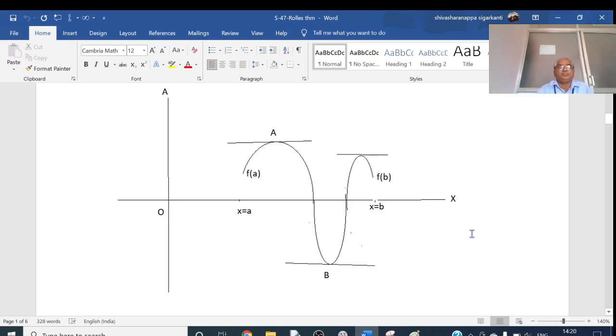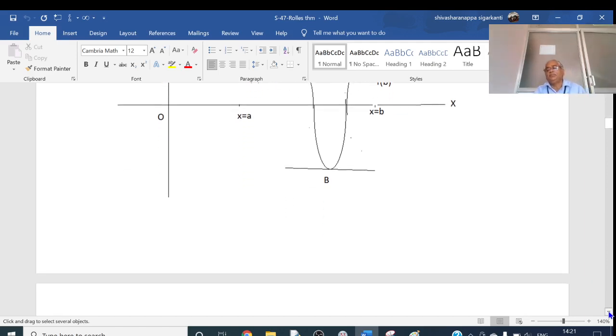So if f(x) is a function defined on the closed interval [a, b], and if those three conditions are satisfied, that is, the first condition is f(x) is continuous on the closed interval [a, b], the second condition is f(x) is differentiable in the open interval (a, b), the third condition is f(a) = f(b), then there exists a point c belonging to the open interval (a, b) such that f'(c) = 0. This is Rolle's theorem.